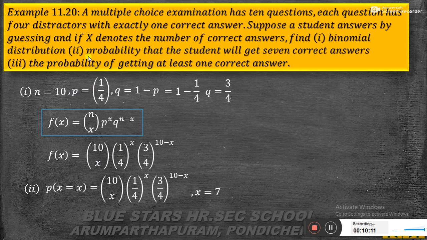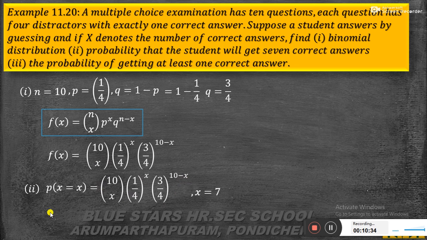Next, the second subdivision. They are asking about the probability that the student will get 7 correct answers. Suppose he has 7 correct answers, what is the probability? So the probability of X equal to x. I write the binomial distribution, using the above formula: 10Cx into 1 by 4 power x into 3 by 4 whole power 10 minus x.